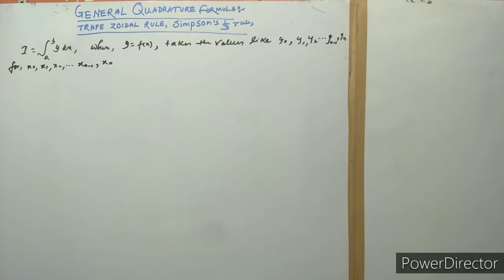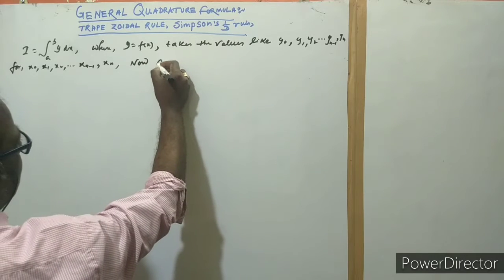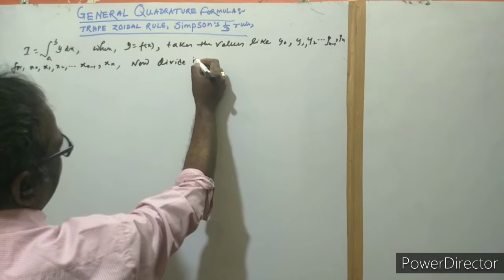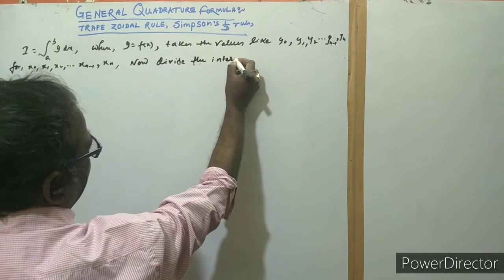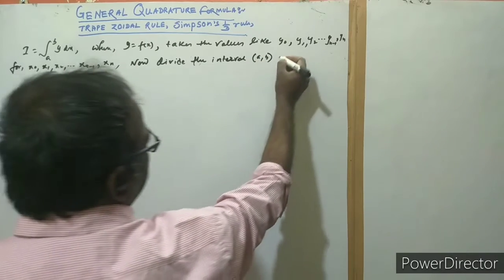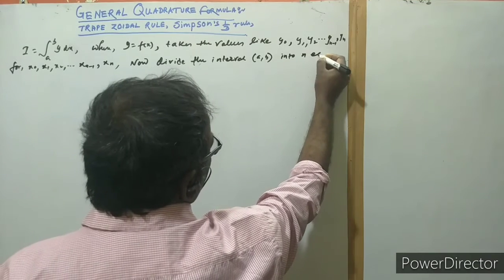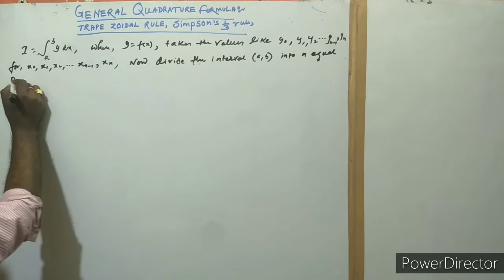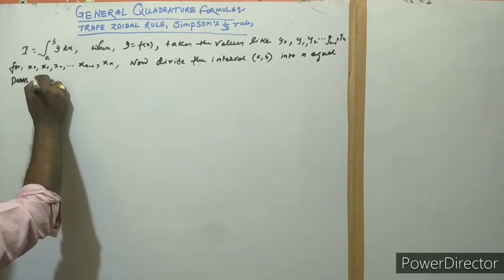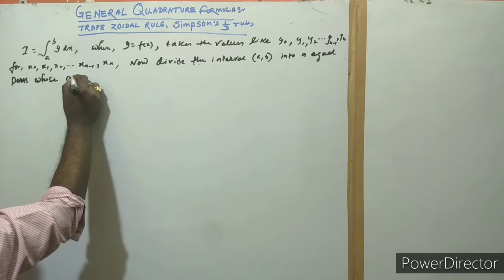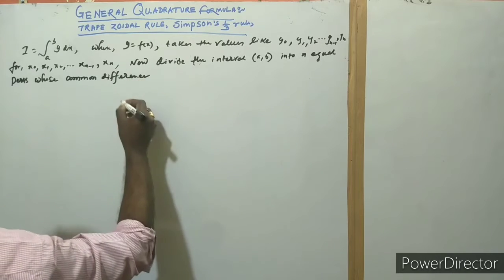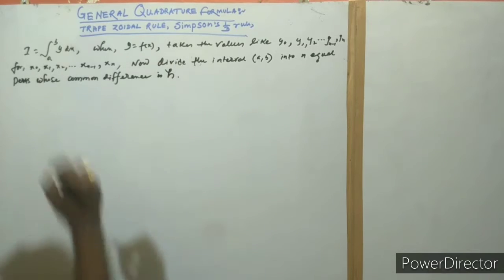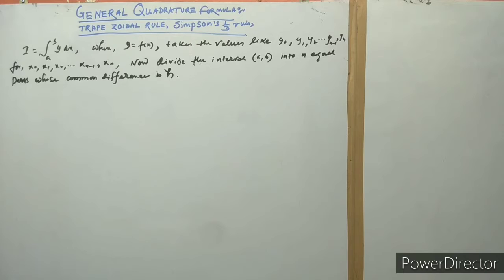With respect to that, let us divide the interval a, b into n equal parts whose common difference is h.